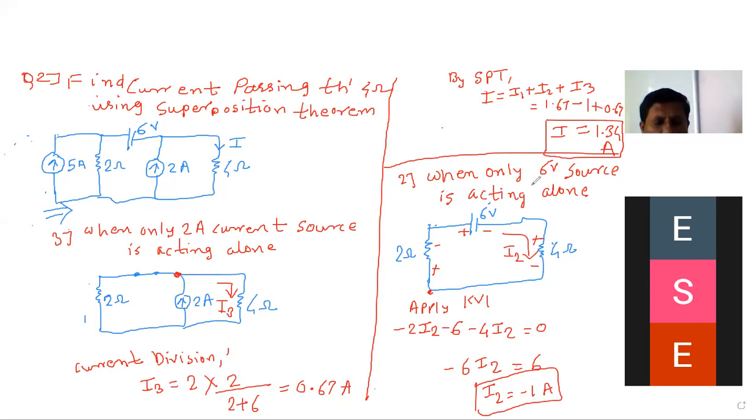So everyone understood how to use the superposition theorem to get the response asked in the question. If anyone has any questions or has not understood any part, please reply immediately. We have to solve a number of examples.